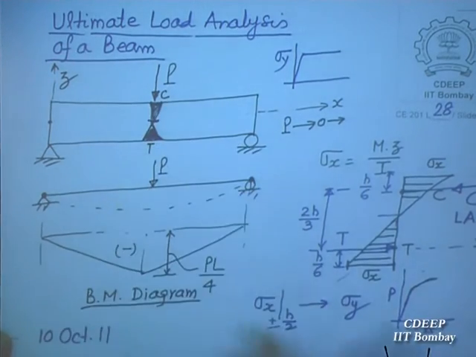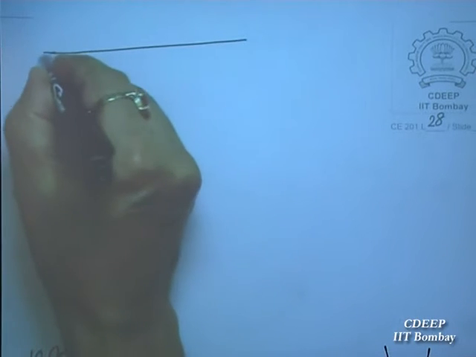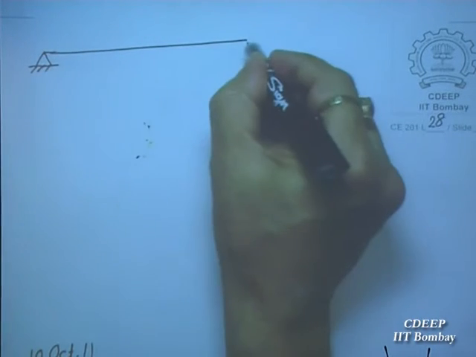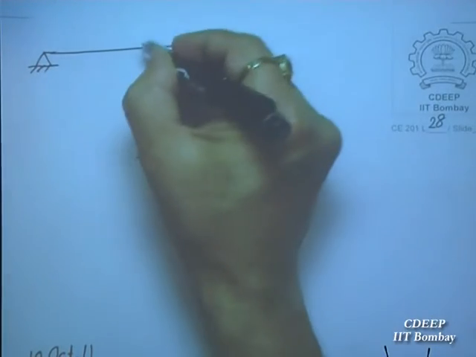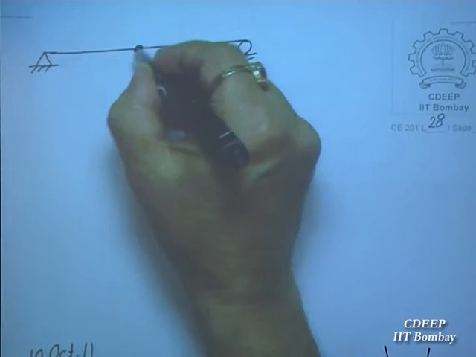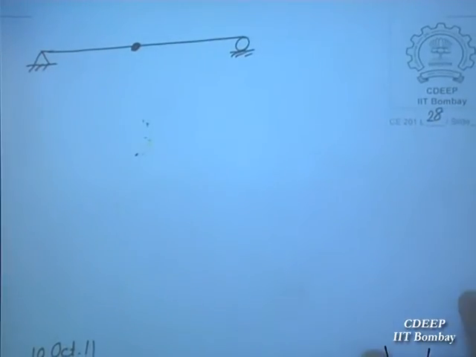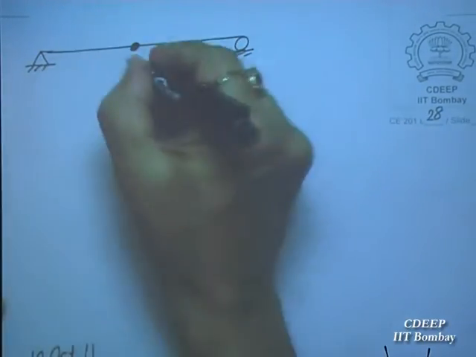This section at the, now I can draw the line diagram. Now the entire section, entire depth of the beam has become plastic. So in the center the entire depth has become plastic. So this is a physical hinge.